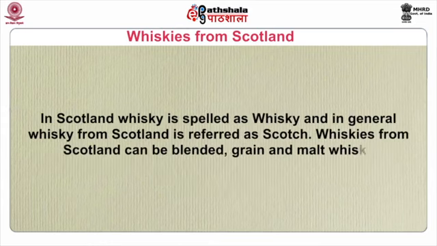In Scotland, whisky is spelled as whisky, and in general, whisky from Scotland is referred as Scotch whiskies. Whiskies from Scotland can be blended, grain, and malt whiskies. Scotch whisky is mostly retailed at standard dark spirit strength of 40% alcohol by volume or perhaps slightly above. A small portion of the best grades are bottled from barrel undiluted. These are known as cask strength whiskies.